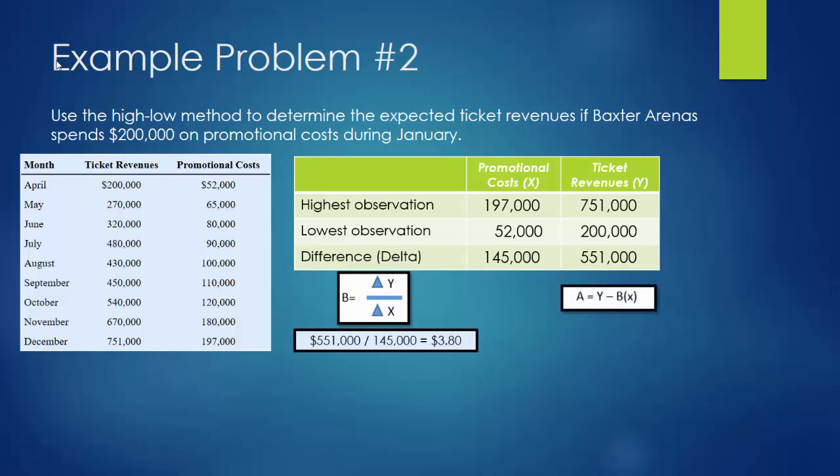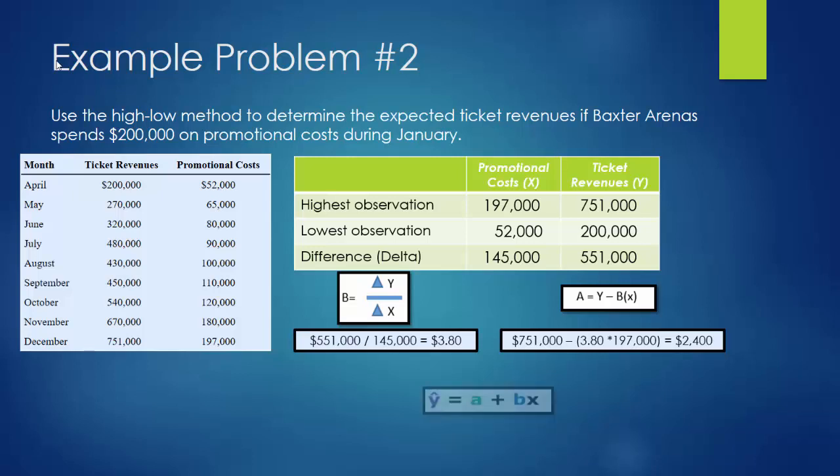Now that we have B, we can solve for A. A equals Y minus BX. Well, we throw in our inputs. Our Y, I'm using the highest observation level here for this one, was 751,000. And if we subtract from that the product of 3.80, our slope, and 197,000, which is our promotional cost at the highest observation level, we come up with 2,400. What they're saying here is that if Baxter Arenas did not promote, they would still do $2,400 in ticket sales. So now that we have our A and our B, we can set up y hat equals A plus BX.